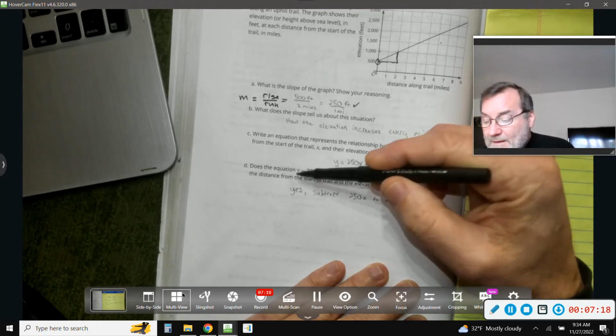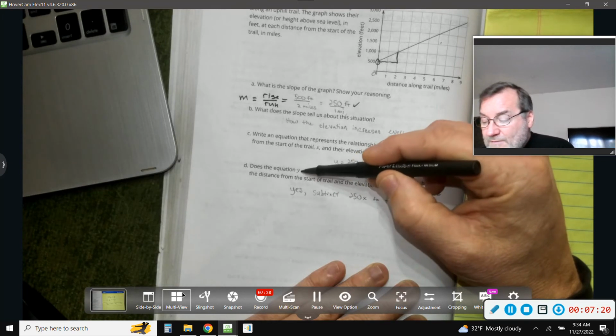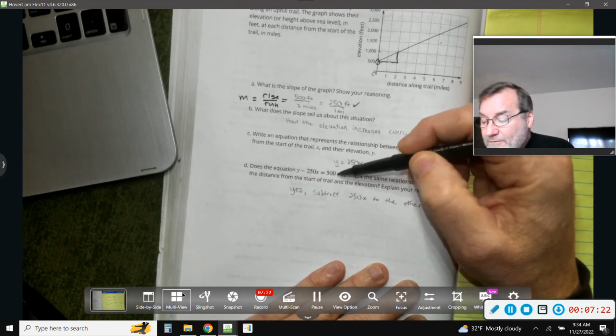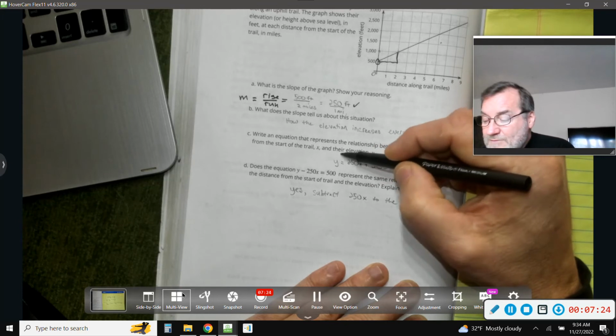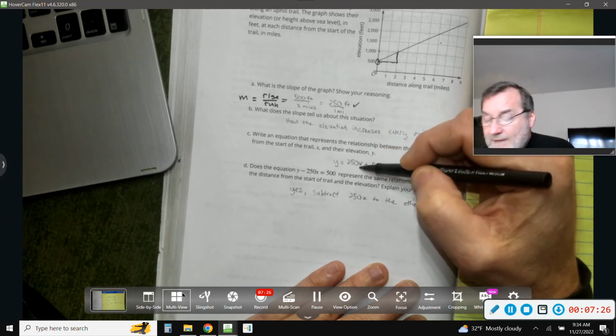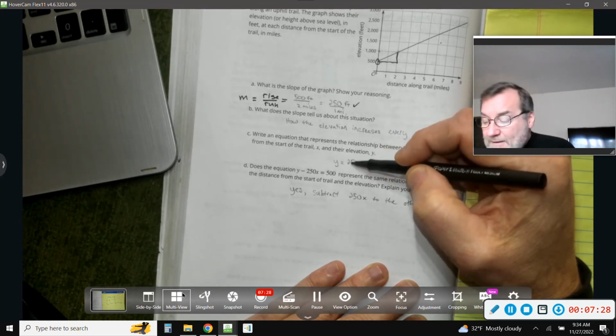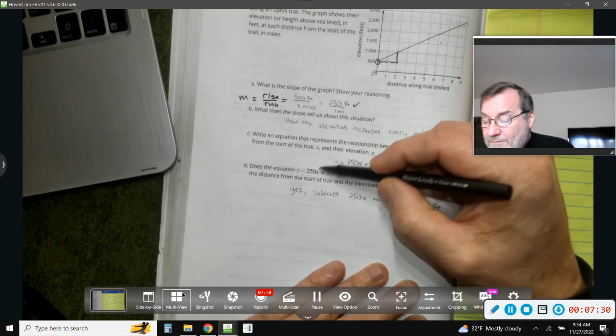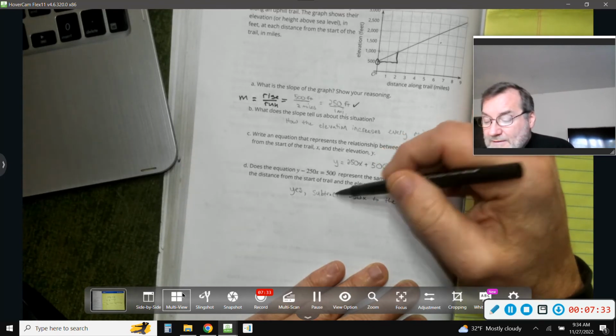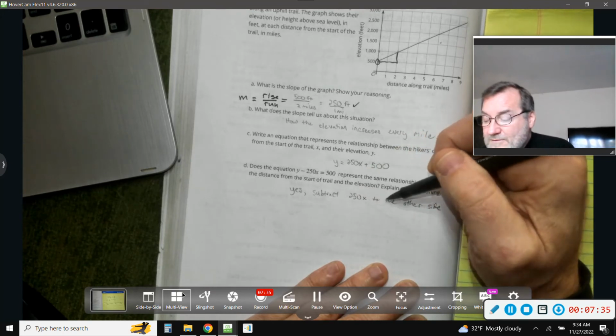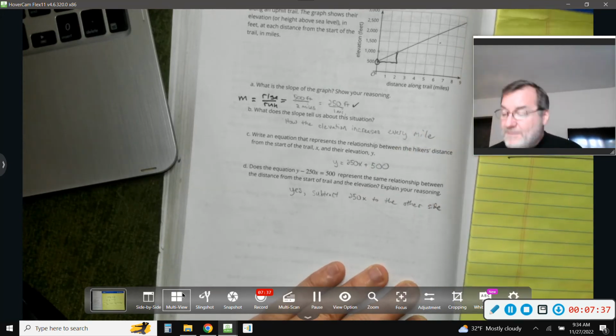Okay. Does the equation y minus 250x equals 500 work? Well, if I took this and swapped it over to this side, subtracting 250x from each side, it would disappear over here and reappear over here. So yes, it's the exact same equation. Yes, subtract 250x to the other side. So that's basically what happened there.